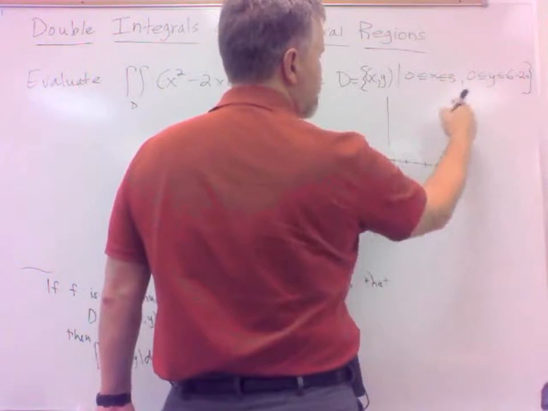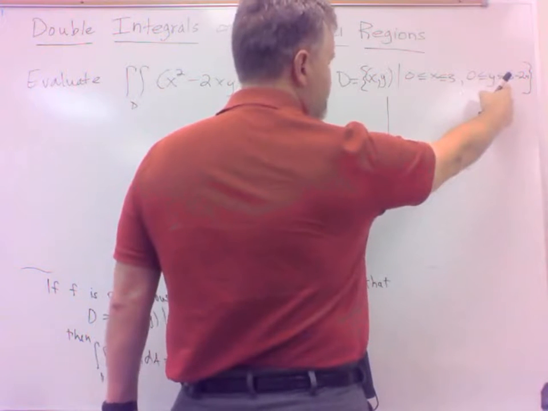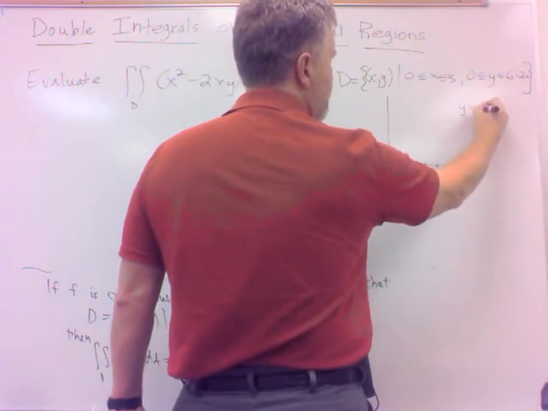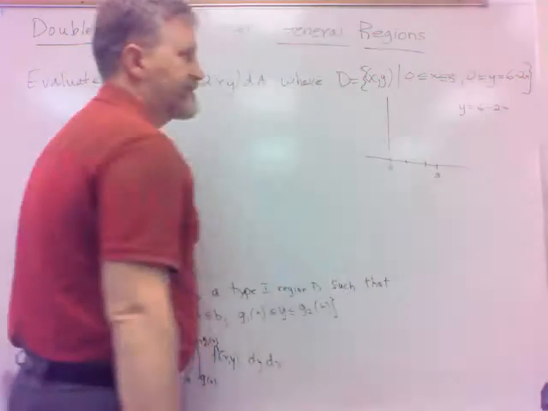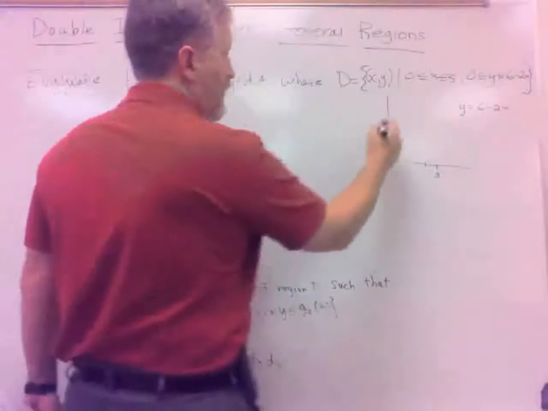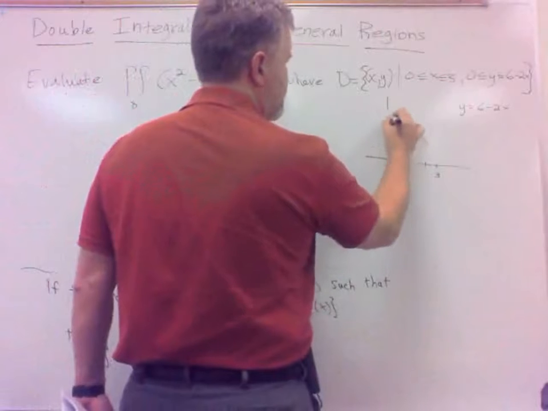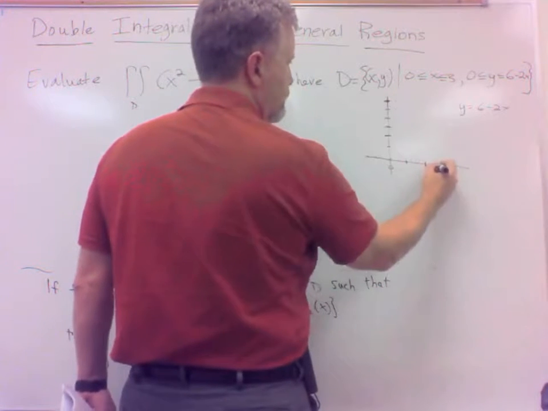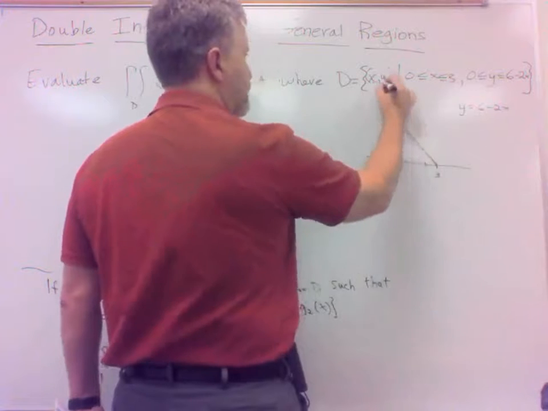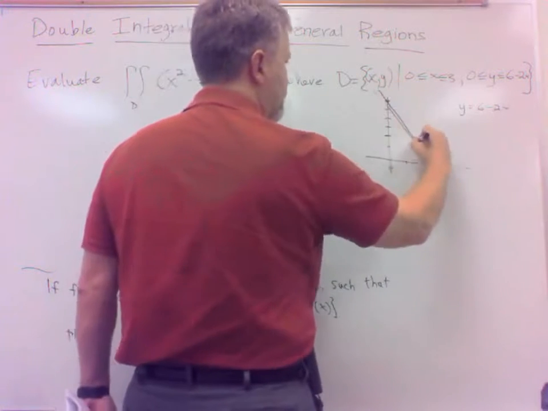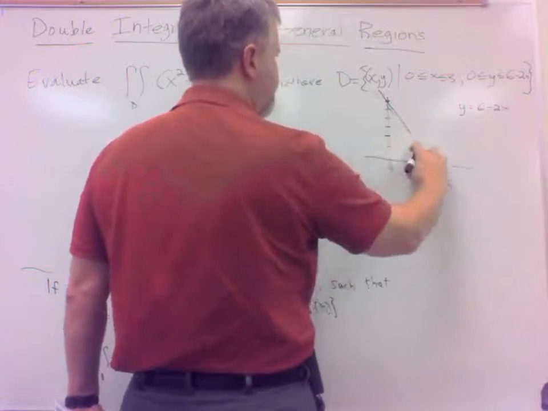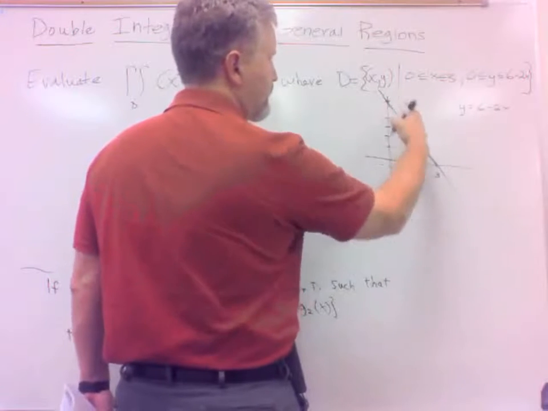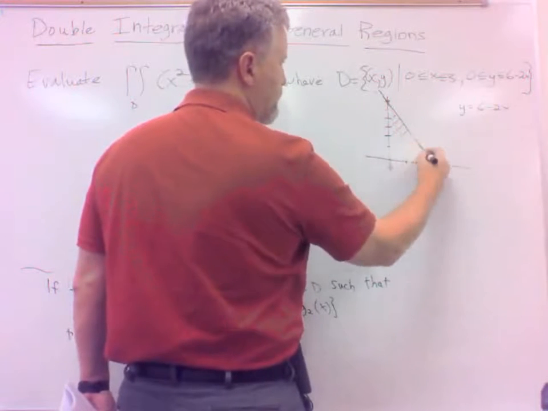Obviously y equals 0 is down here, but for 6 minus 2x, well, if we graph, that's just a line. The y-intercept is 6, and the slope is negative 2, so I think it's going to nicely go through 3 there. And so if we go from x is 0 to 3, we're talking about this region right here.